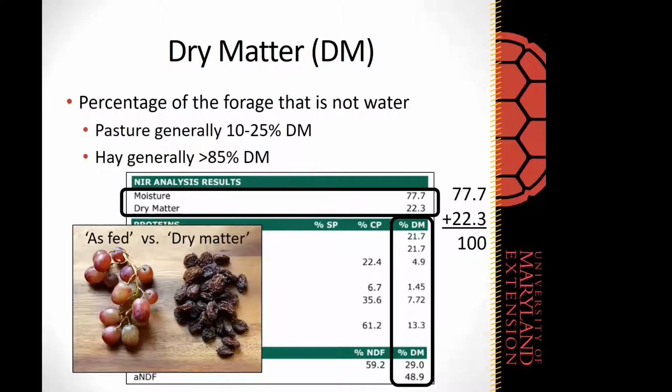And as a result, they're more concentrated. So if we did a half cup of grapes versus a half cup of raisins, you can see there the calorie difference between those two, just because we've removed that water component and concentrated those nutrients in that raisin. So that's kind of like our hay.